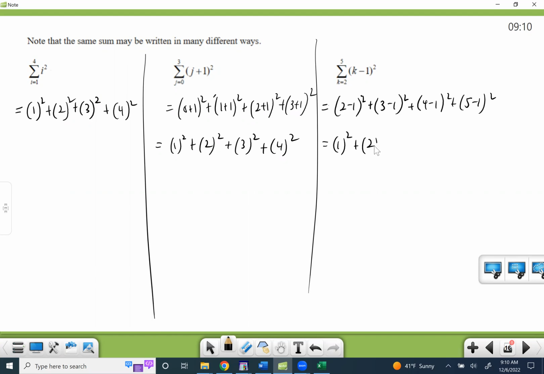This one's going to get us 2 squared. This one's going to get us 3 squared. And this one's going to give us 4 squared. So indeed, these all matched. Okay. All right.